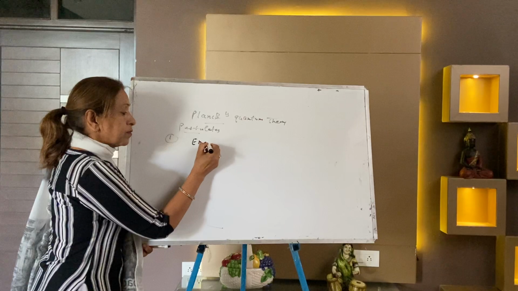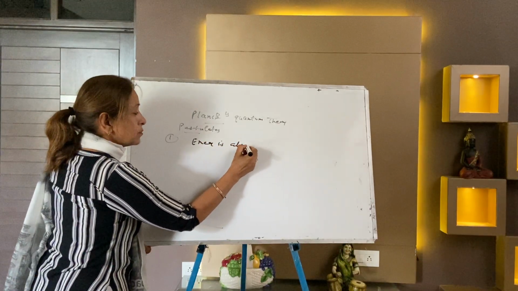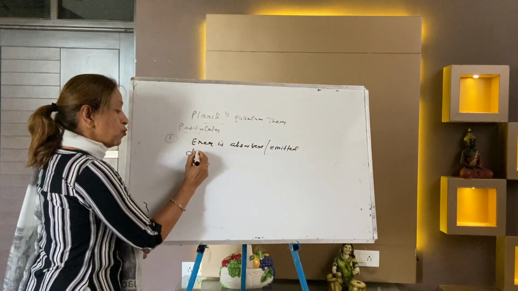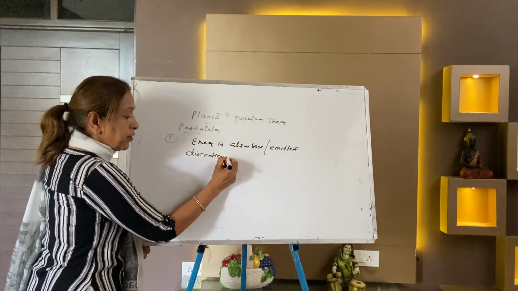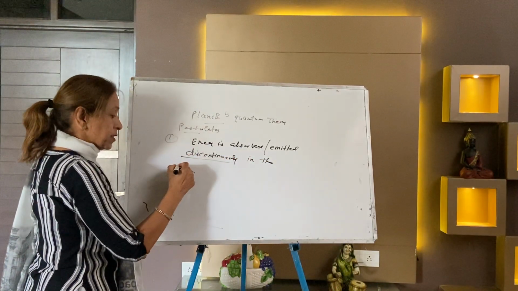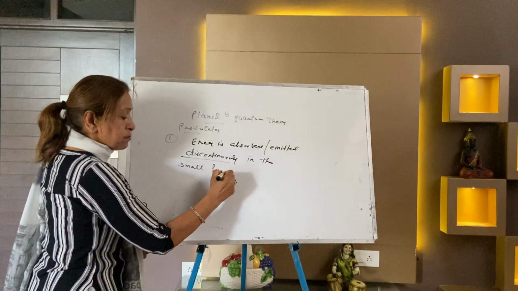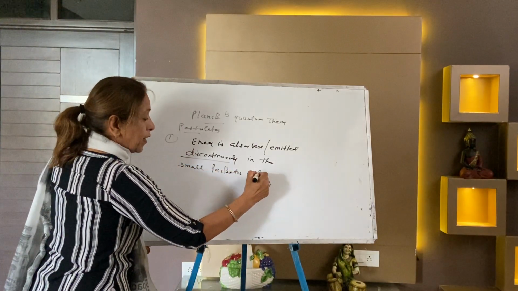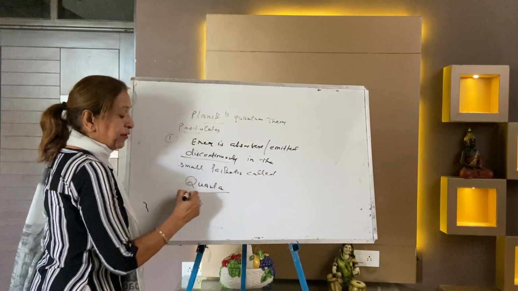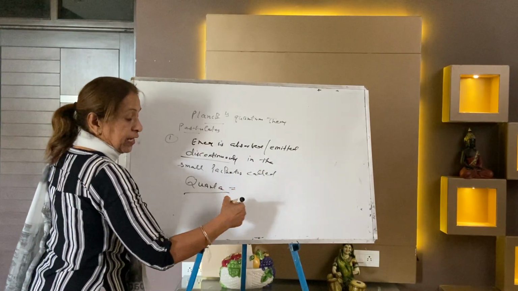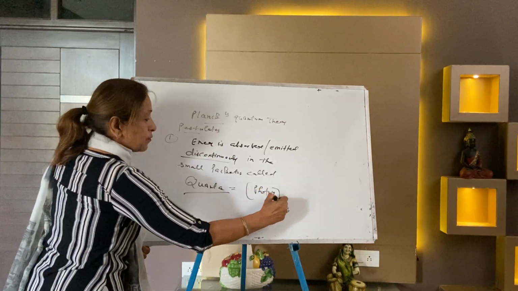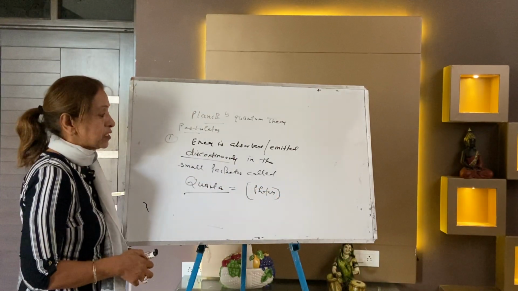Energy is absorbed as well as emitted discontinuously, write down the word discontinuously, in the form of small packets called quanta, Q-U-A-N-T-A. And in the case of light, if these quanta are filled with light energy, then these quanta are called photons. So this is the first postulate of Planck's theory.